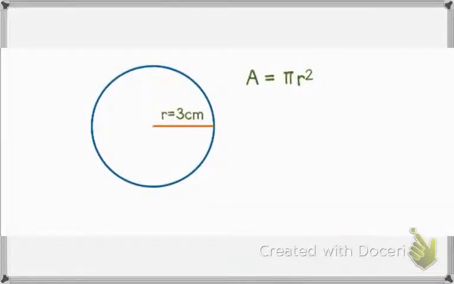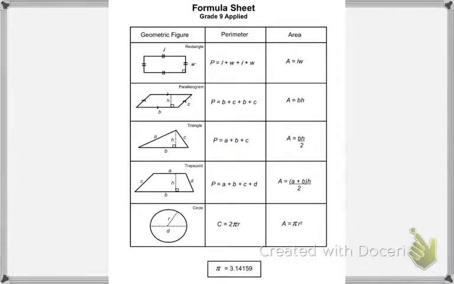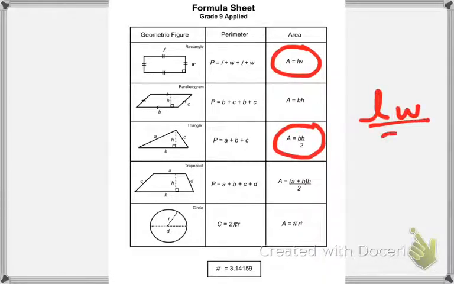Now we are going to discuss circles and cylinders and cones by reviewing the concepts we have been discussing about rectangles, triangles, prisms, and pyramids. Let's look at our formula sheet. We know area of a rectangle is length times width. Area of a triangle is length times width divided by 2, or base times height divided by 2.